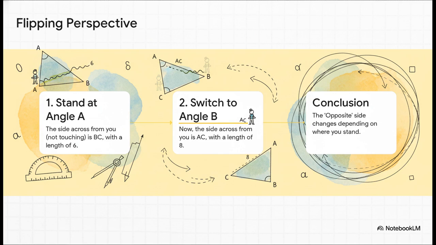Now, let's use that exact same triangle to see this whole perspective flip thing in action. So imagine we are standing at angle A. The side way across from us, the one not touching our corner, is BC, which has a length of 6, okay? But now let's just teleport over to angle B. Now, the side across from us is AC, with a length of 8. The actual value of the opposite side literally changes based on your position.